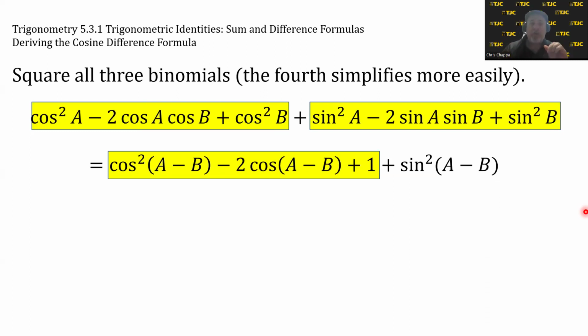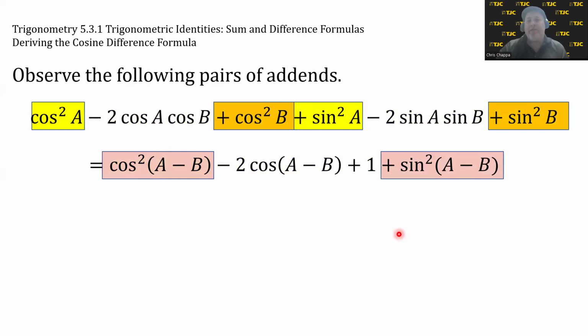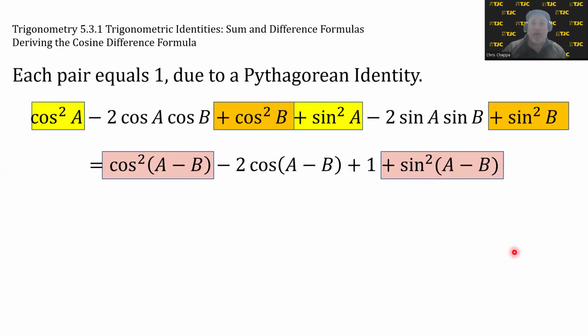Just watch what happens. Now that we've got this mess of terms, we start looking for things that we can do something with. And I notice a lot of squared trig functions, which makes me think Pythagorean identities. We have 3 pairs that we can capitalize on. The yellow ones, the orange ones, and the dusty pink ones, whatever color you would call that. Each of those pairs is the sum of the squares of sine and cosine of the same angle. Cosine squared A plus sine squared A, cosine squared B plus sine squared B, cosine squared A minus B plus sine squared A minus B. Well, according to a Pythagorean identity, all of those equal 1.